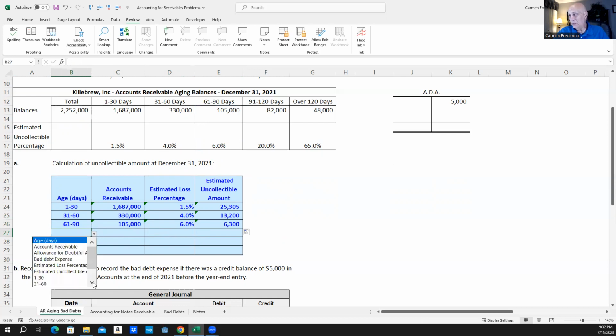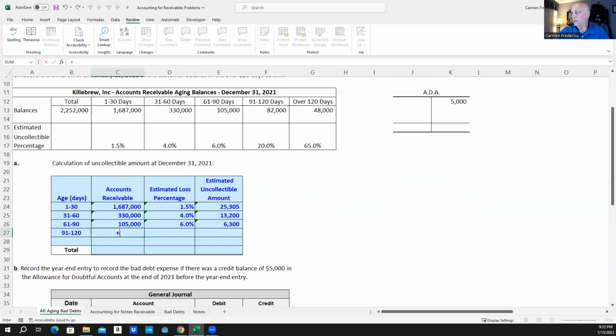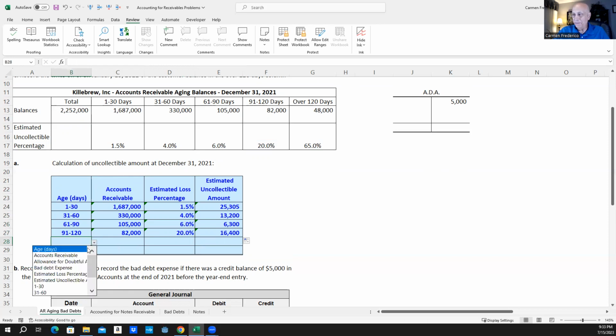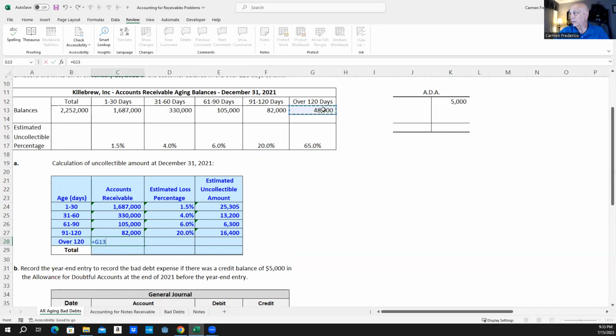And then we have the 91 to 120 days. And the balance is 82,000. The uncollectible expense is 20% in this case. So 82,000 times 20% is $16,400 of uncollectible potentially, okay, estimated. And then we have the last bucket, over 120 days. We grab that balance, $48,000, and it's estimated to be uncollectible at 65%. So 48,000 times 65% is $31,200. Then we just total these up.